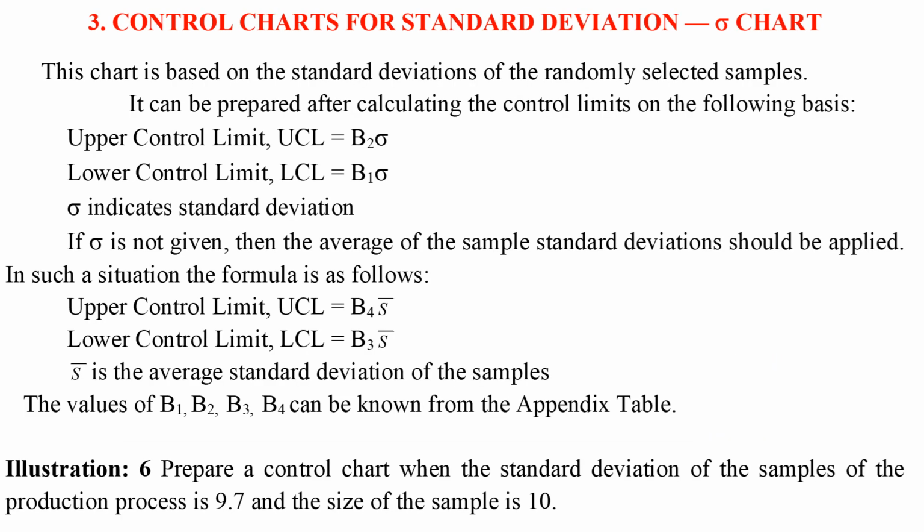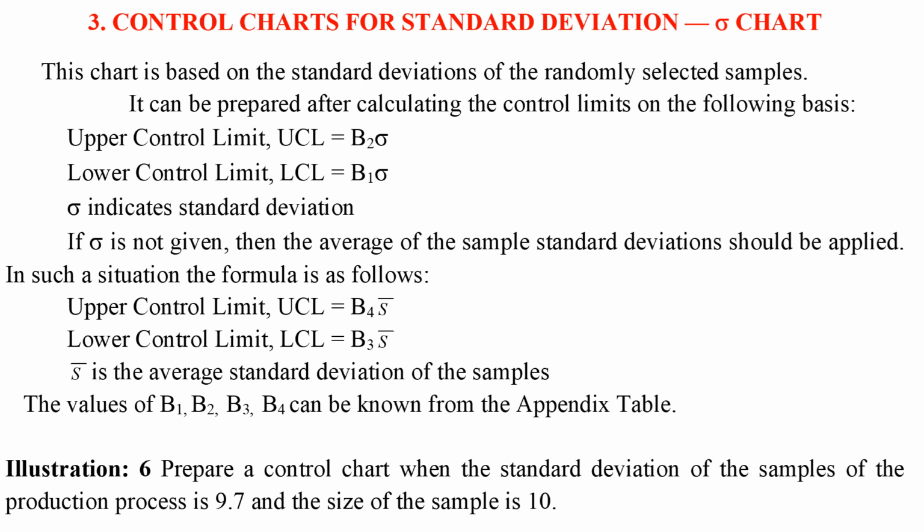3. Control charts for standard deviation, small sigma chart. This chart is based on the standard deviations of the randomly selected samples. It can be prepared after calculating the control limits on the following basis. Upper control limit, UCL equals B2 small sigma. Lower control limit, LCL equals B1 small sigma. Small sigma indicates standard deviation.